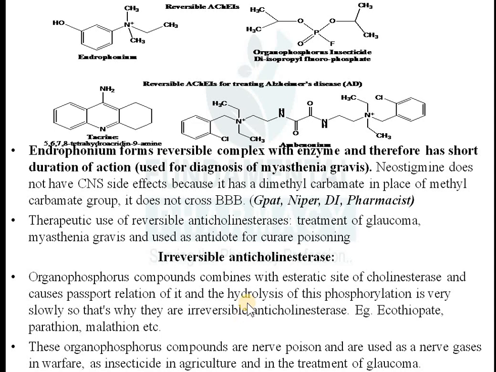These organophosphorus compounds are used as nerve gas poison in warfare, and as an insecticide in agriculture, and they are also used in the treatment of glaucoma. Only a few of them are used to treat glaucoma, not all. One or two are used for that; the rest are used only in agriculture as insecticides, and sometimes in warfare, if you want to defeat someone's military, they are used as nerve gas.